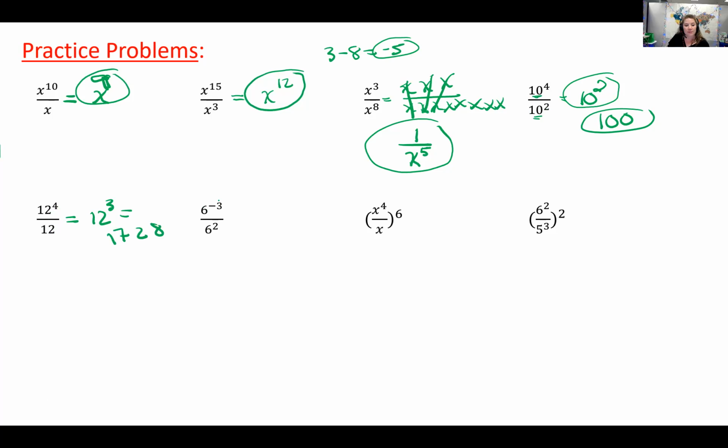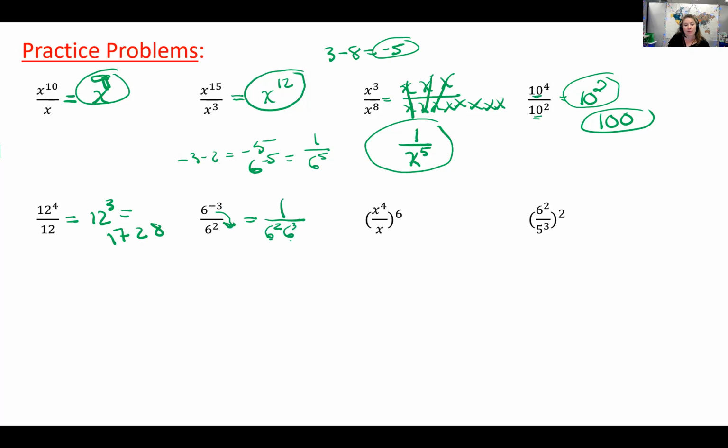All right, this problem. So first of all, we could just subtract our exponents if we wanted to, which gives us -5, which is 6 to the -5th. And to simplify that, we would drop that down to the denominator. We could think of it that way, or we could go ahead and think, okay, well, I'm going to make this positive first. So I'm going to leave my 6 squared in the denominator. I'm going to bring down my 6 to the 3rd power.